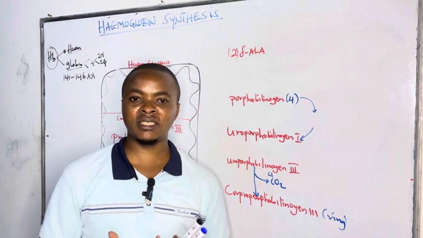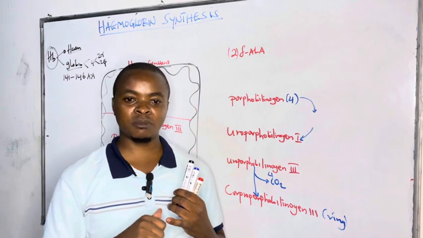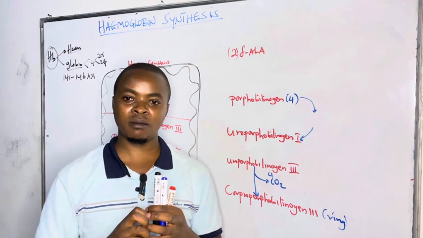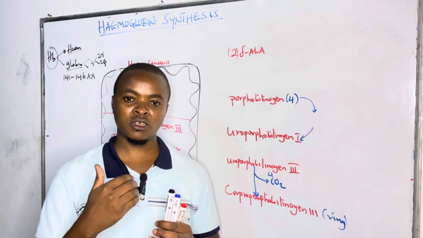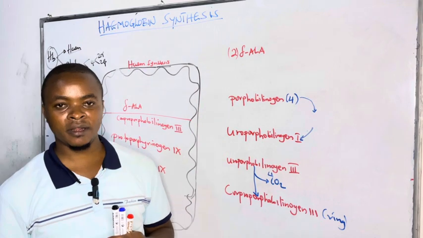So by the end of this session, we should be able to understand how heme is manufactured, how globin is synthesized, and how we combine them to form hemoglobin. And we shall also need to know the structure and the functions of hemoglobin in the body.